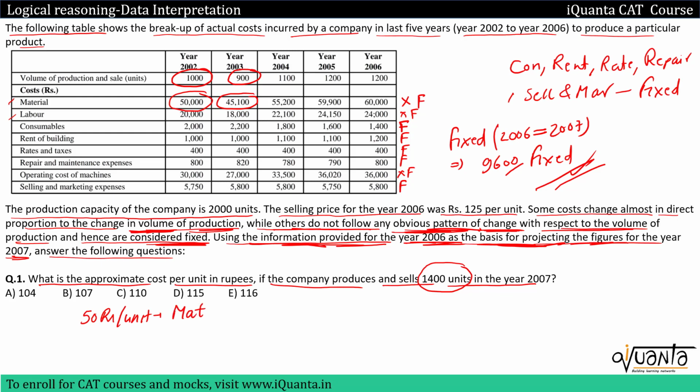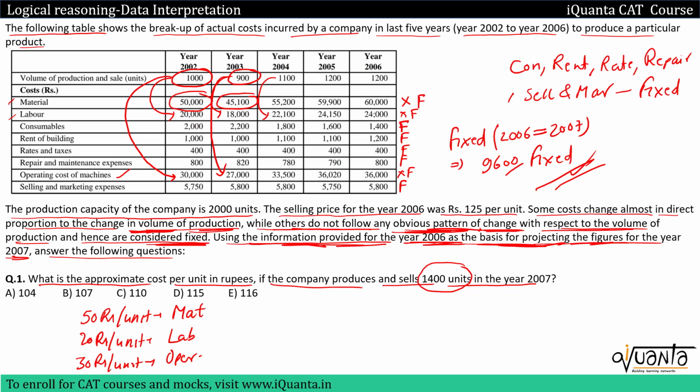So I can say that 50 rupees per unit is the cost of material. Similarly, if you find it out for labor, because labor was also not fixed: for 1000 units the cost is 20,000, for 900 units the cost is 18,000, for 1100 units the cost is 22,000. So it is roughly 20 rupees per unit for labor. Then the other non-fixed cost is the operating cost of machines. When there are 1000 units, the cost is 30,000. When there are 900 units, the cost is 27,000, which tells us that the price per unit is around 30 rupees. So 30 rupees per unit will be the operating cost.